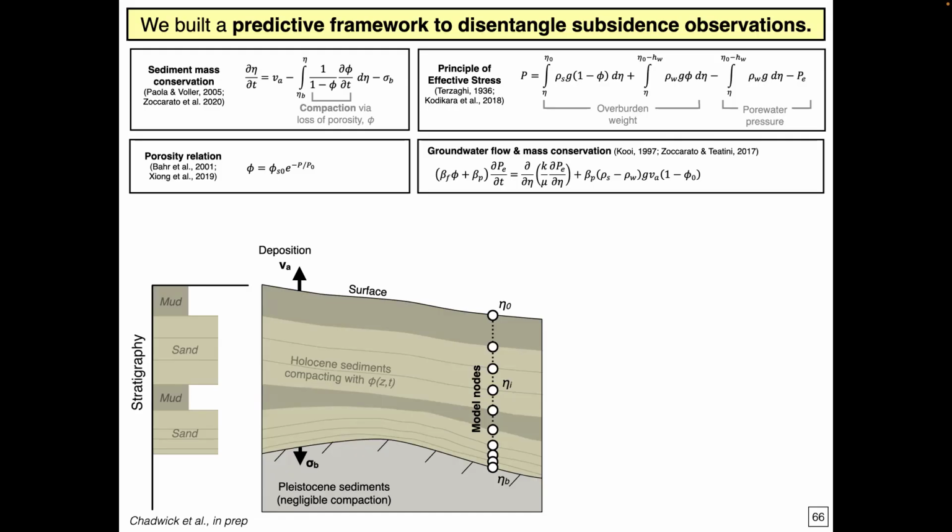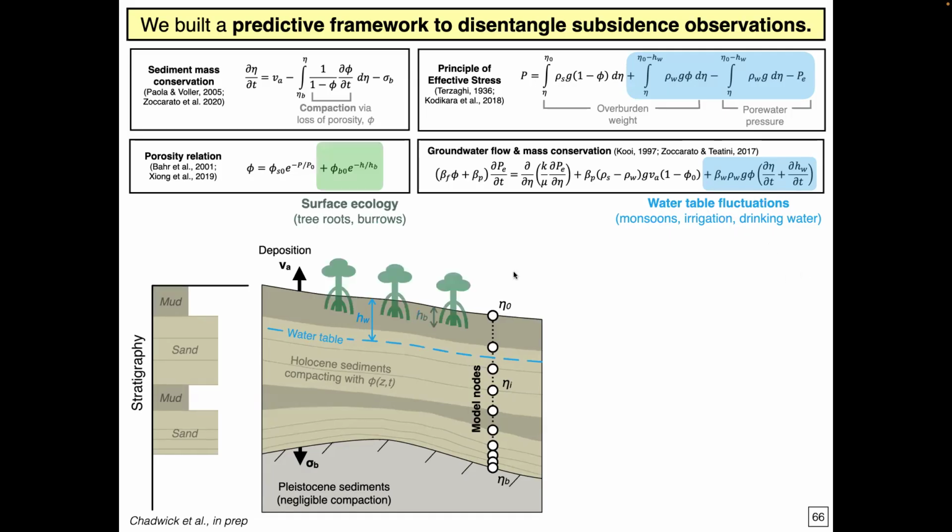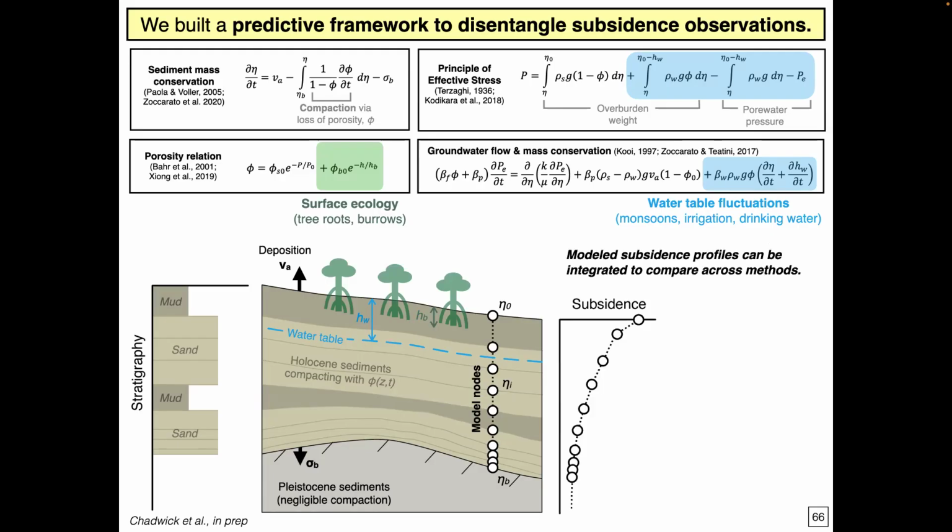And to apply it to a place like Bangladesh, these densely populated deltaic regions, we have to account for the water table fluctuations. So thinking about how the monsoon and how groundwater irrigation and drinking water can affect the pore pressure state. And also the effect of the surface ecology. So the tree roots and the burrows, especially in these forested areas, can take up a large portion of the shallow subsurface, which is basically porosity. So it's places that the sediment is not occupying because of the biology. And you need to consider this to get the mass balance right.